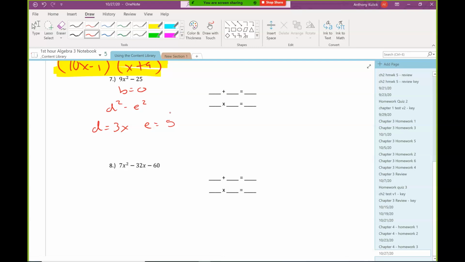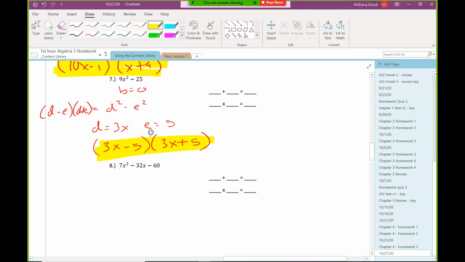Paradise, are you okay with that? Yes, I'm okay with that. Okay. So I know that one of the shortcuts we had was that when I had something in the form of d squared minus e squared, it just factors to d minus e times d plus e. So we have our answer there, 3x minus 5 times 3x plus 5. And we got away with not having to go through the factor by grouping.